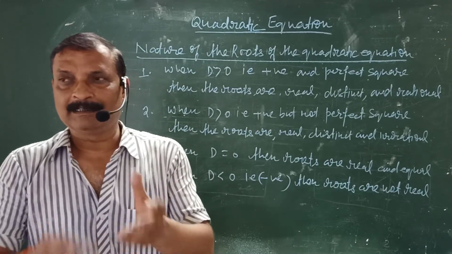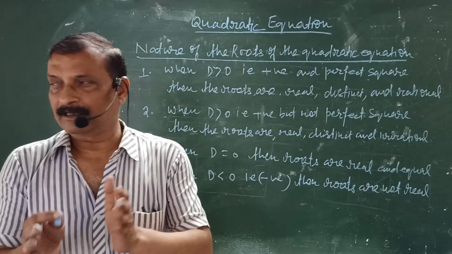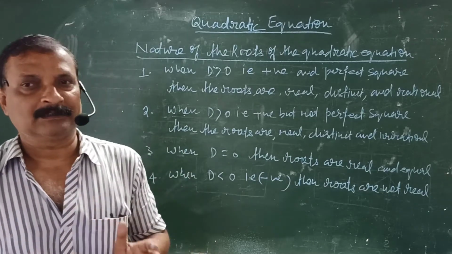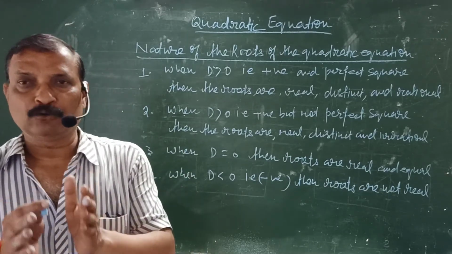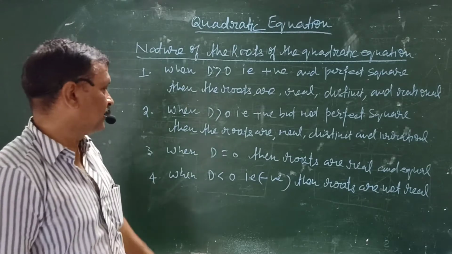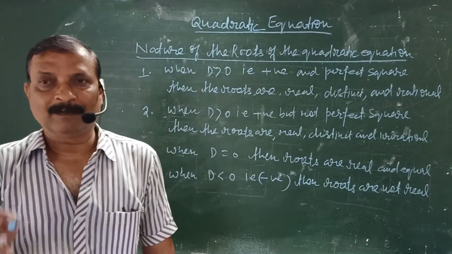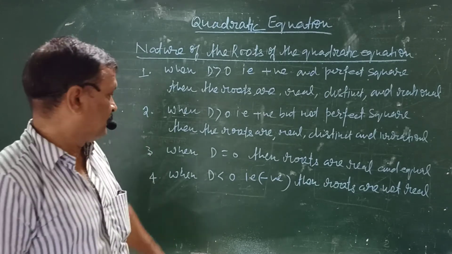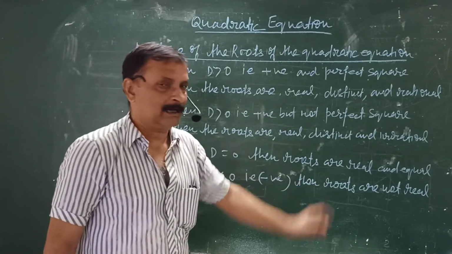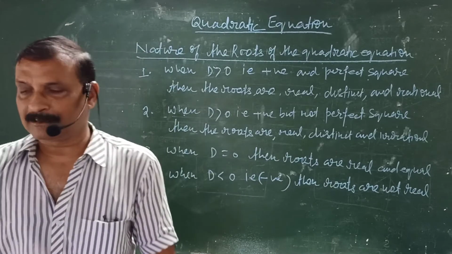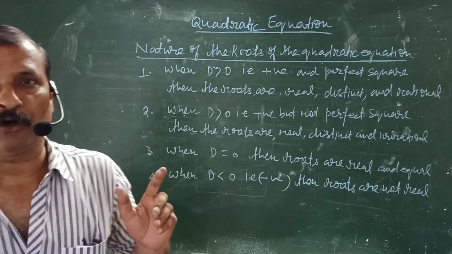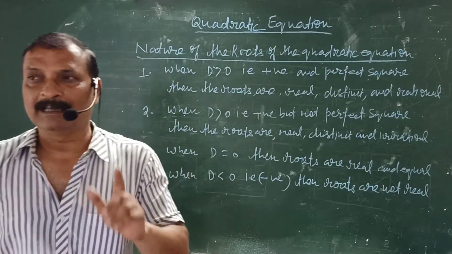Third condition, अगर d की वैल्यू 0 आती है तो उस कंडीशन में उस क्वाड्रेटिक इक्वेशन में वेरिएबल की वैल्यू सेम आएगी. And the last point is when d is less than 0, means d की वैल्यू नेगेटिव आती है. When d is less than 0, then the roots are not real. इस कंडीशन पे रूट्स रियल नहीं होंगे और हम उसको इस इक्वेशन को सॉल्व भी नहीं कर पाएंगे.